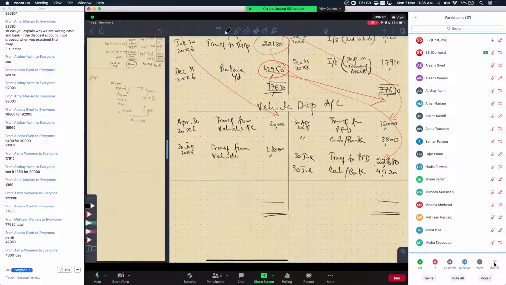4,600 loss, Asma says. So the total is greater here, 48,000, that means the balancing figure comes out to be here, right? And Asma says it's 4,600 loss. Can anyone else confirm the same? 48,000 minus 12,000 minus 3,800 minus 22,680 minus 4,980. There are lots of calculations. Be careful.